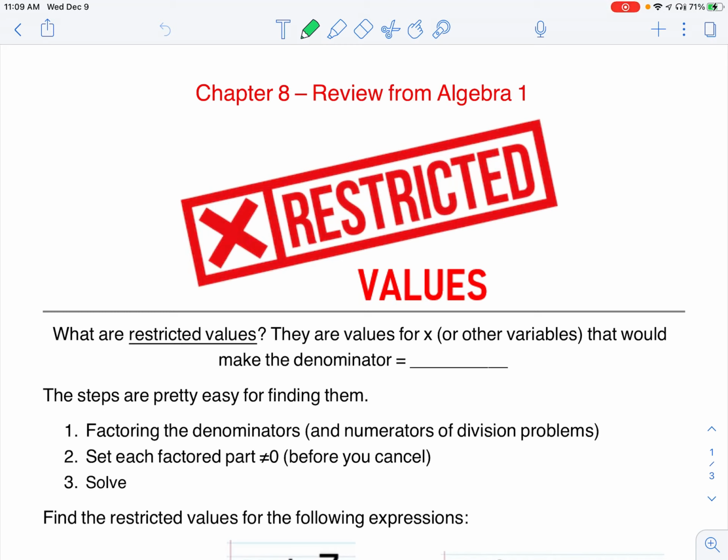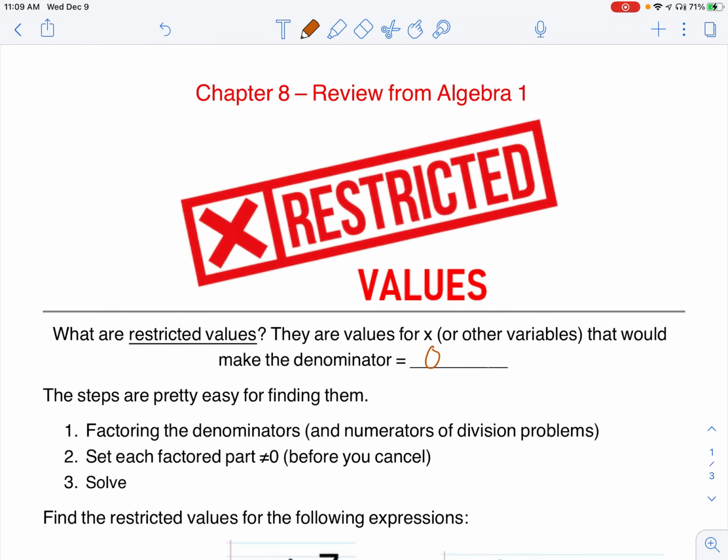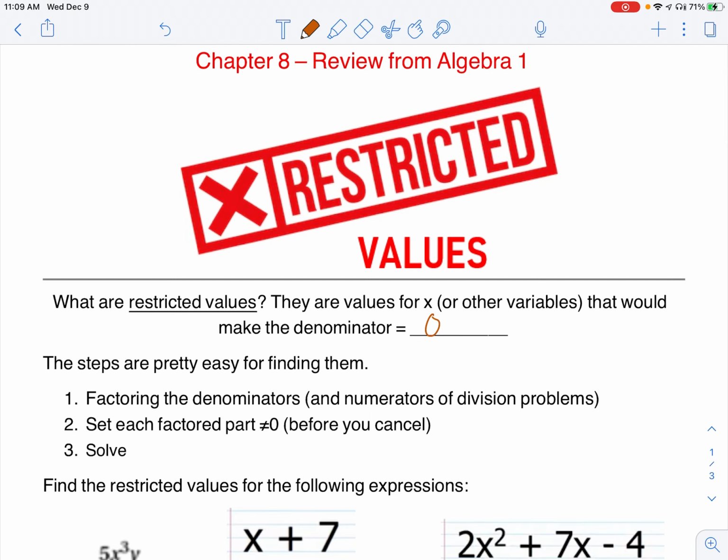So what are restricted values? Well, they're the values for x or y or z or q or r that would make the denominator equal 0. We know that you can't divide by 0, and we know fractions are really just a division problem. So you cannot have the denominator equal 0. The steps are fairly easy for finding them, at least I hope I'm going to make them look presentable for you.